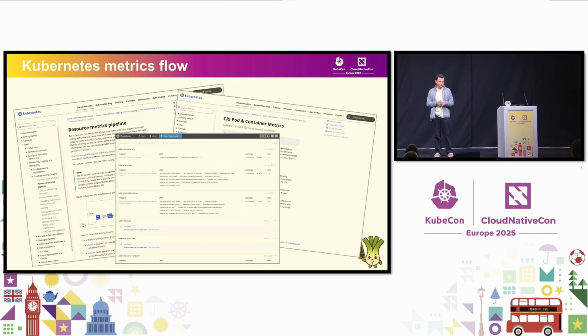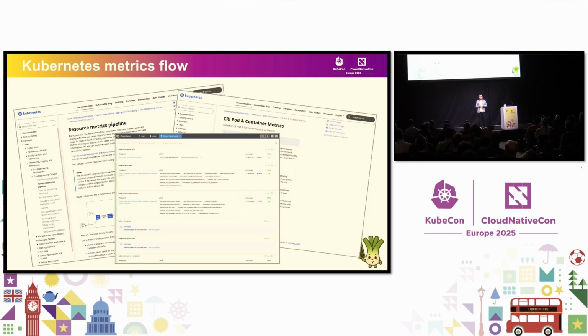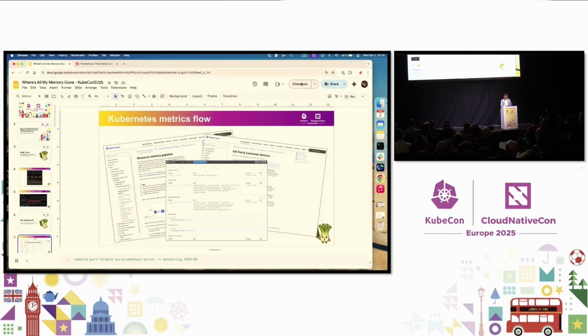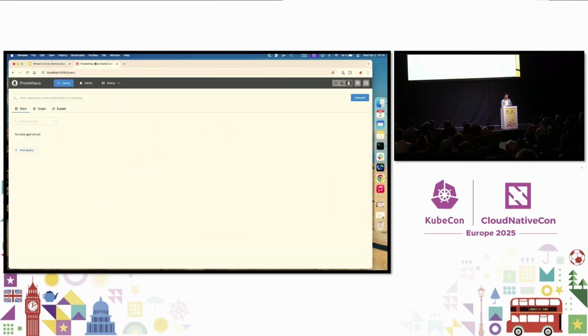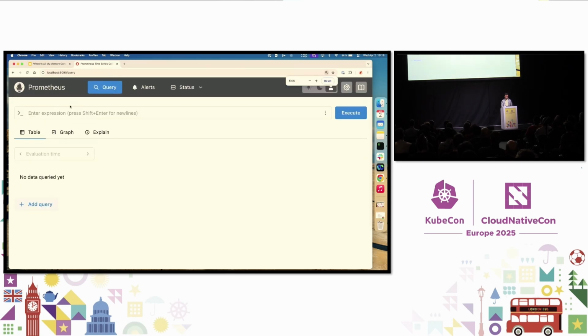So one idea was just to read the documentation. In the documentation on the website, you can see a bunch of descriptions of the resource metrics pipeline and these kinds of things. But one good idea was to look at the Prometheus dashboard itself. So I just wanted to show you how it works. Because Prometheus might be running as part of your cluster, you can just port forward the service, the Prometheus server, and then you will have access to the dashboard.